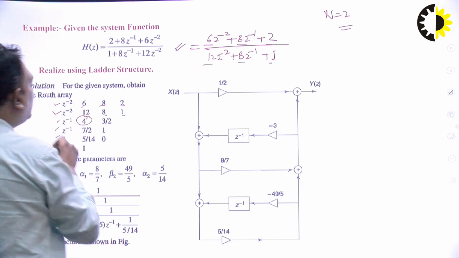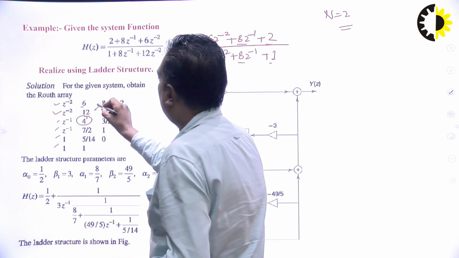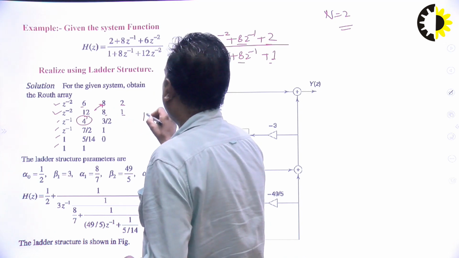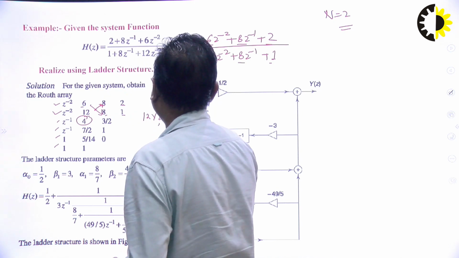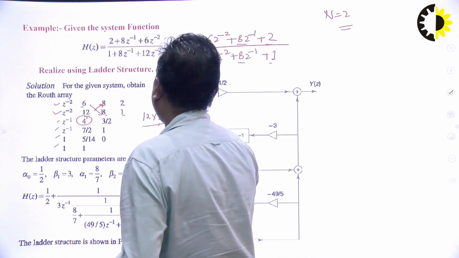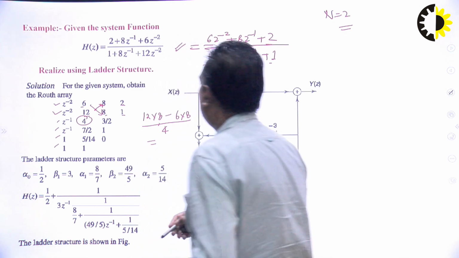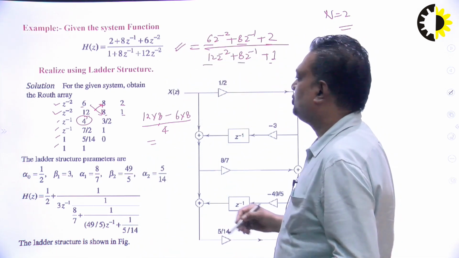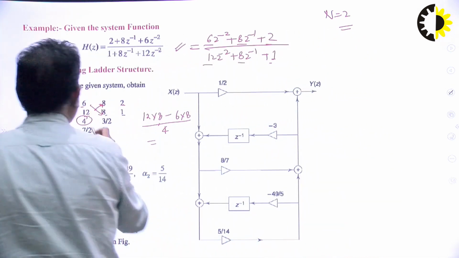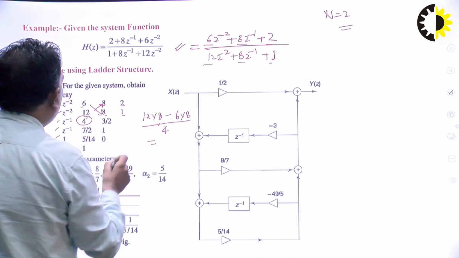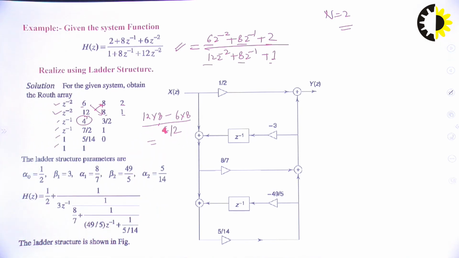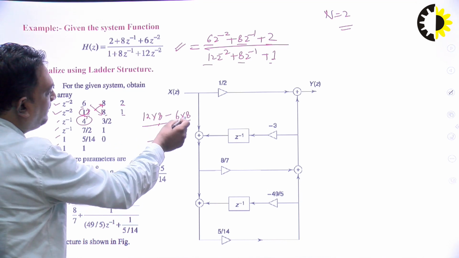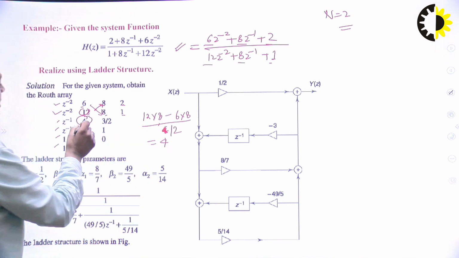Now how will we obtain this value? This value will be obtained if we multiply 12 into 8 minus 6 into 8, divided by, sorry, it is not 4, it is divided by 12. So this value will come 48 upon 12, that will become 4. So this value will become 4.